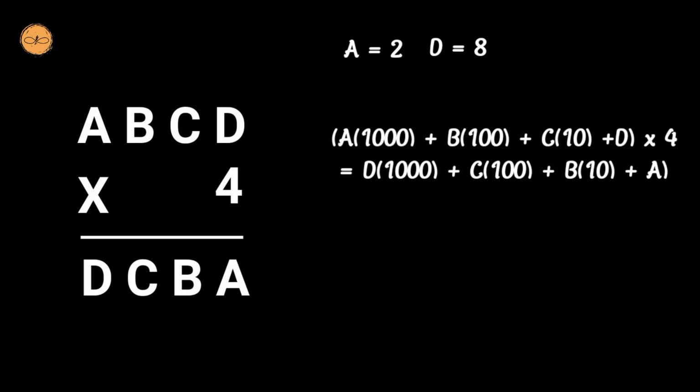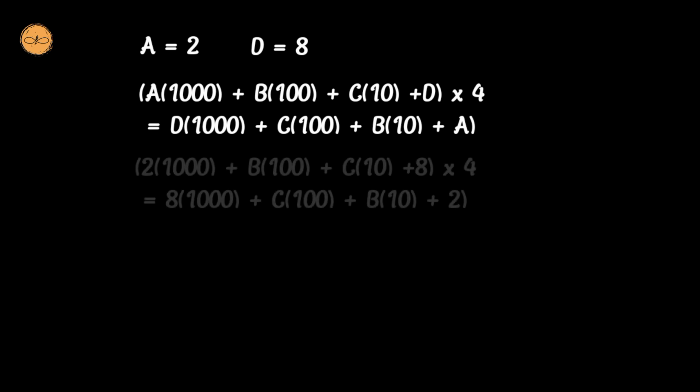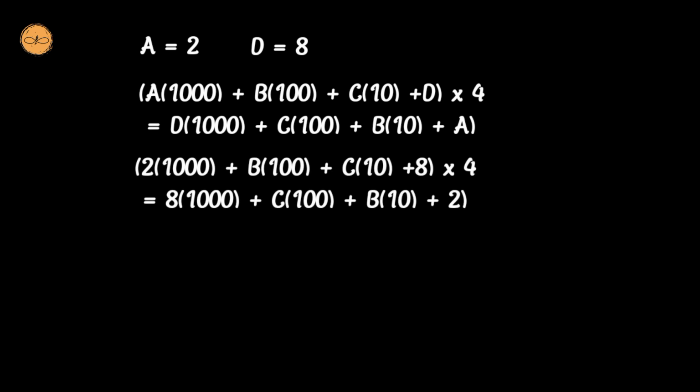ABCD is the same as A times 1000 plus B times 100 plus C times 10 plus D. We want to multiply this by 4, and the result will be D times 1000 plus C times 100 plus B times 10 plus A. We'll now go ahead and work through. We know that A is equal to 2 and D is equal to 8, so we substitute in. We then simplify this, and then we can cancel out and group like terms.